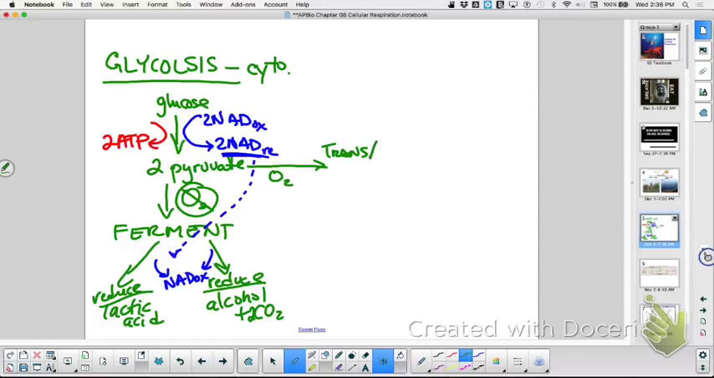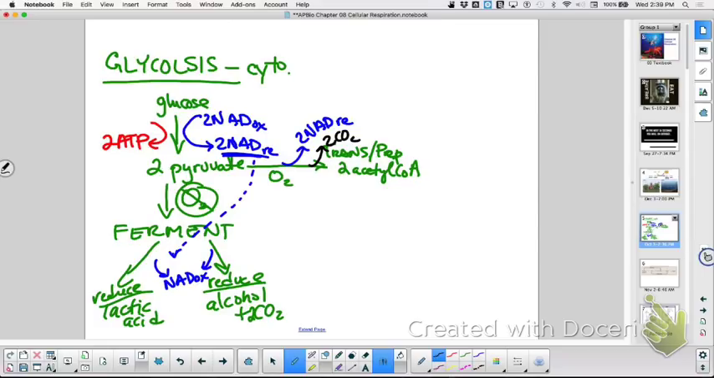If you have oxygen, what's your next step called? Transition prep, right? And you take the pyruvate and you convert it into what? 2 acetyl-CoA. What else do you make when you do that? 2 NAD reduced, and yes, you make 2 CO2. Do you agree with that?